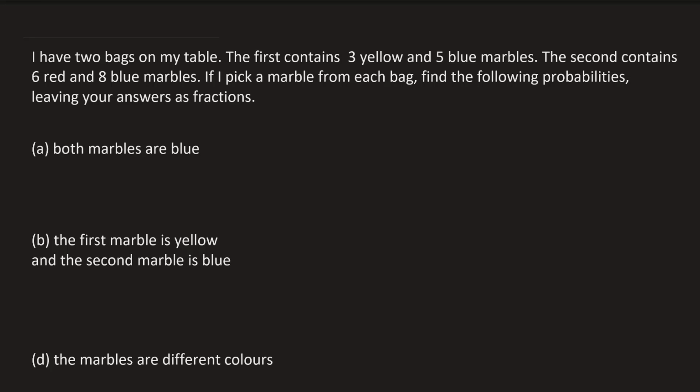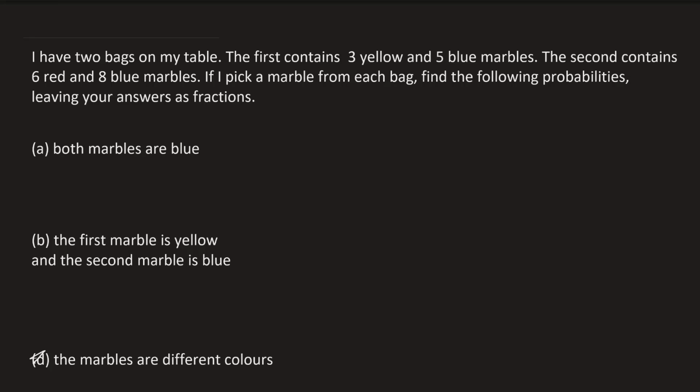I have 2 bags on my table. The first contains 3 yellow and 5 blue marbles. The second contains 6 red and 8 blue marbles. If I pick a marble from each bag, find the following probabilities, leaving your answers as fractions. Part A says both the marbles are blue. Part B, the first marble is yellow and the second marble is blue.